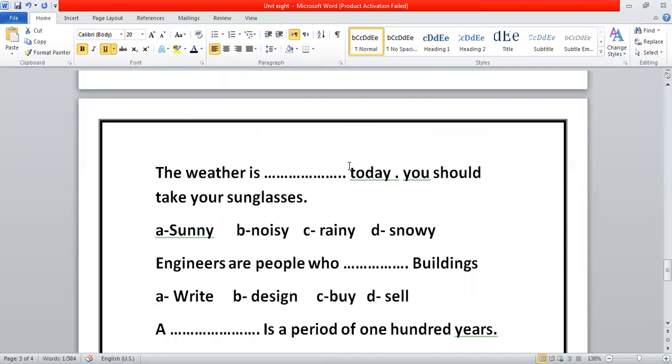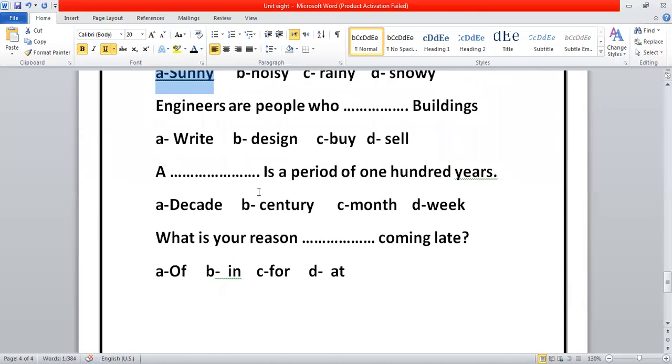The weather is sunny today. You should take your sunglasses. It means that the weather is what? Sunny or noisy or rainy or snowy. The weather is sunny. You should take your sunglasses. Engineers are people who design buildings. Write or design or buy or sell. Design. The right answer is design. Design buildings.